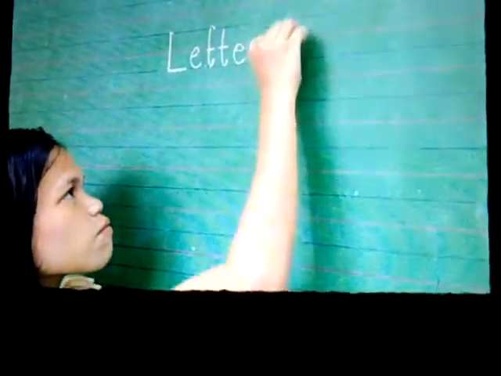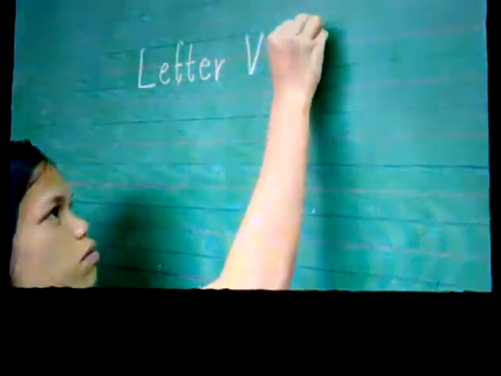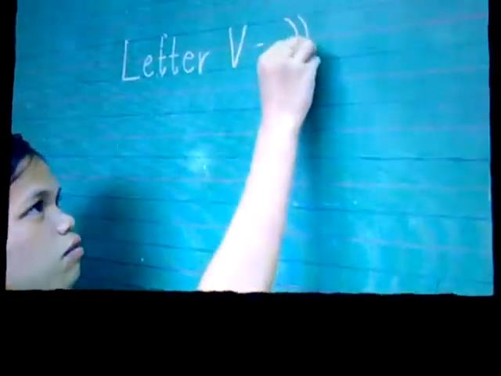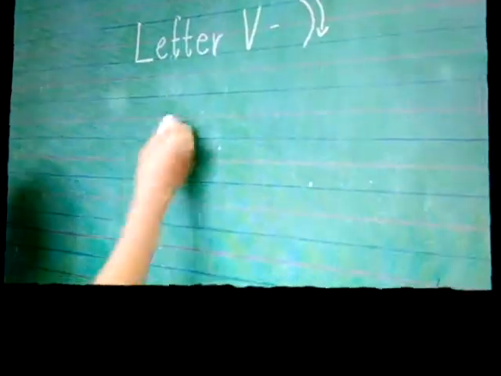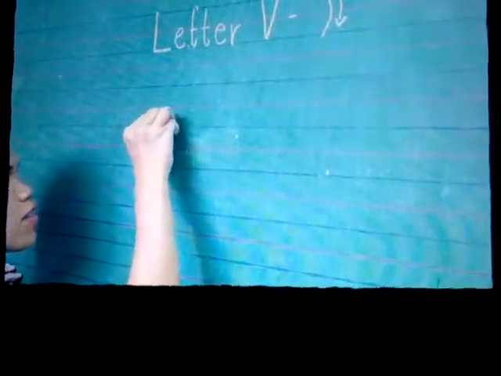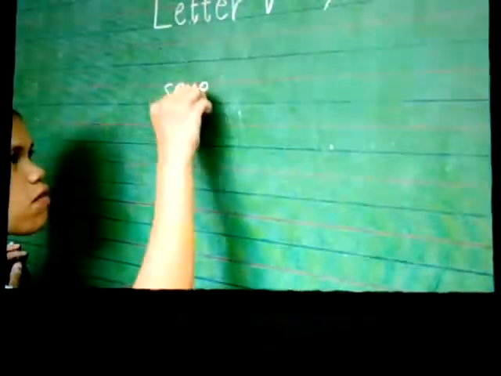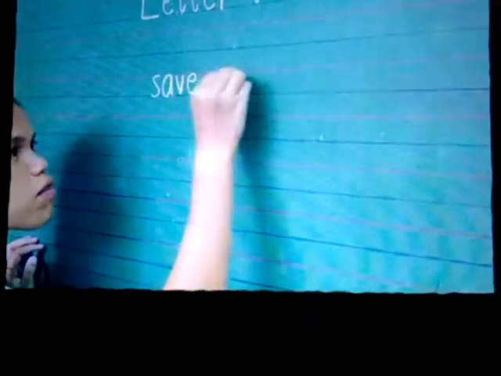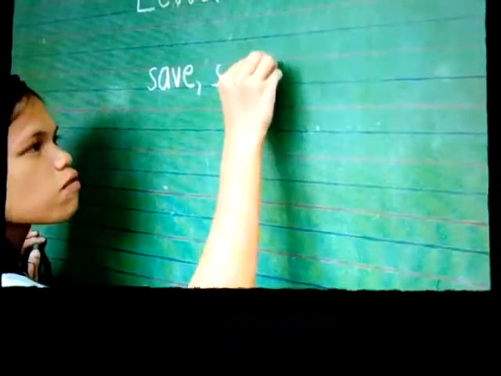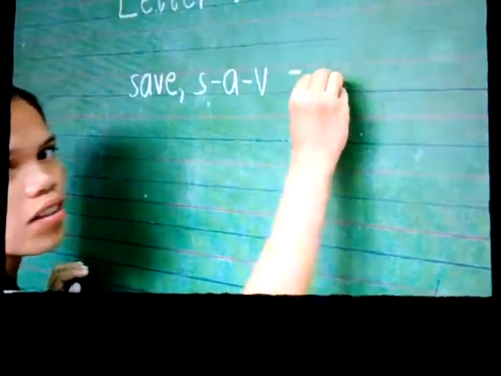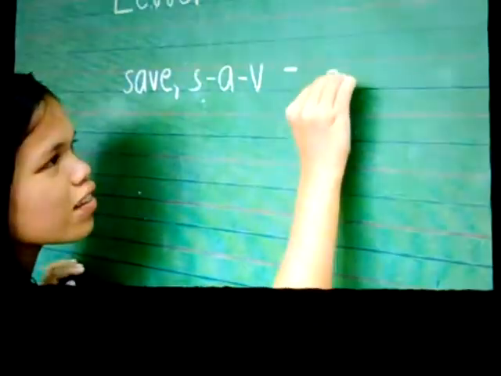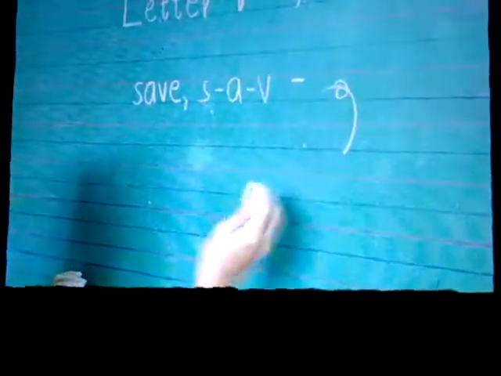The shorthand stroke for V is also a downward curve of the same shape as S and F, but it is very large, approximately the full height of the space between the lines of your shorthand notebook. An example of this is save. The word save is represented by letter S, A, and letter V. So the strokes for this are the shorthand letter S, A, and letter V.